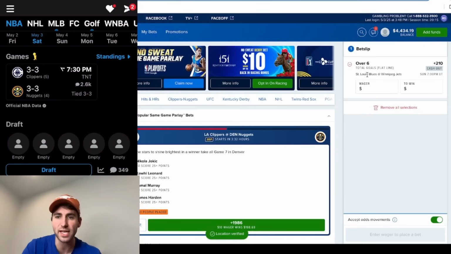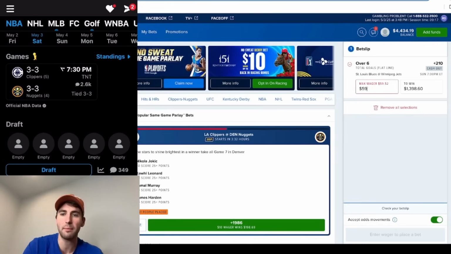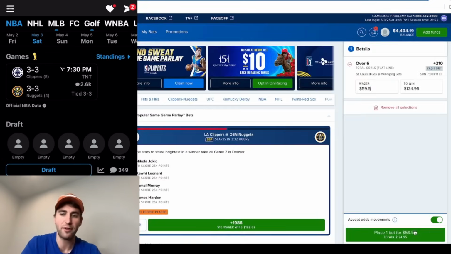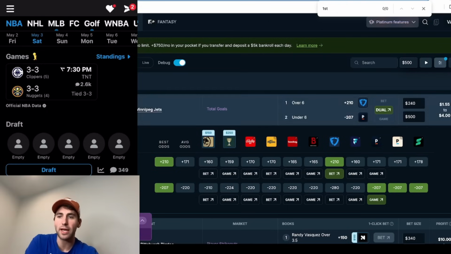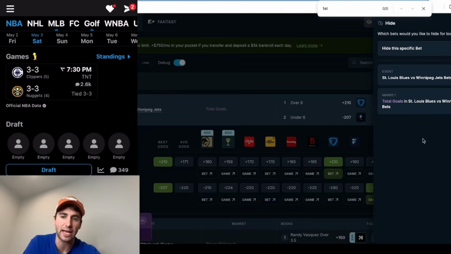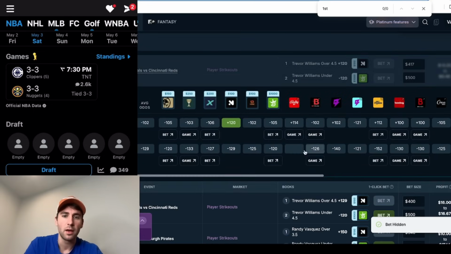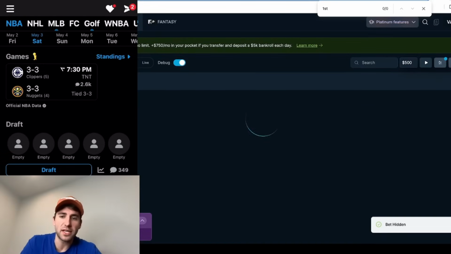So let's pull this up. They're going to let me bet 59.52. Nope, 59.50, I apologize. So I'm going to lock in this bet, and then I'm going to hide it from my arbitrage tool because I already locked in the play. We could keep doing this with DraftKings. I do this all day long.